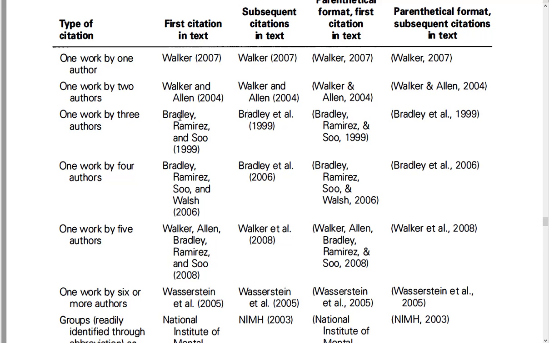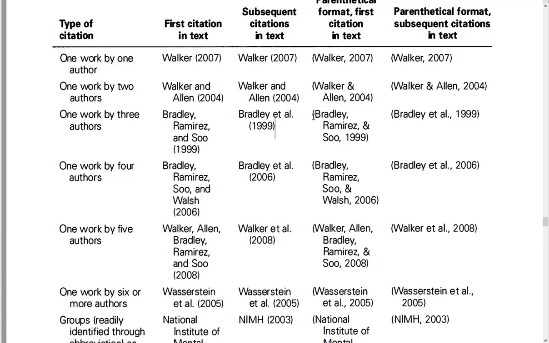So the very first time, this one is Bradley, Ramirez, and Sue in 1999. Any other subsequent citations in the paper is just going to be Bradley et al. You'll notice that it's that first person's name, there's a space, lowercase et, notice there is no period there, but there is a space, then there is al, and that's where that period is, and then you have the open parentheses with the date. So that is that et al.